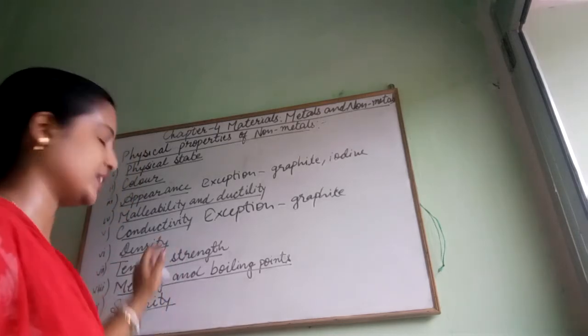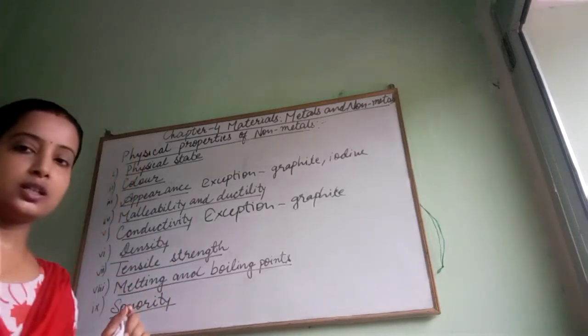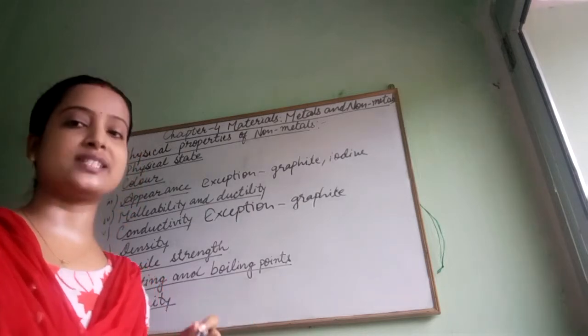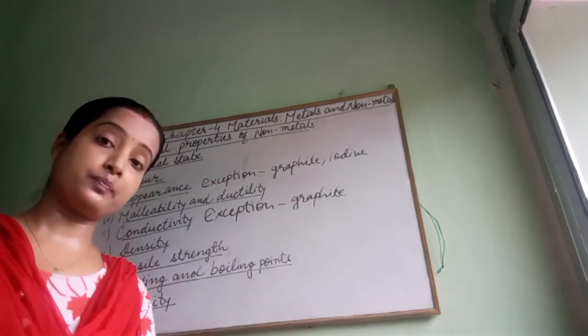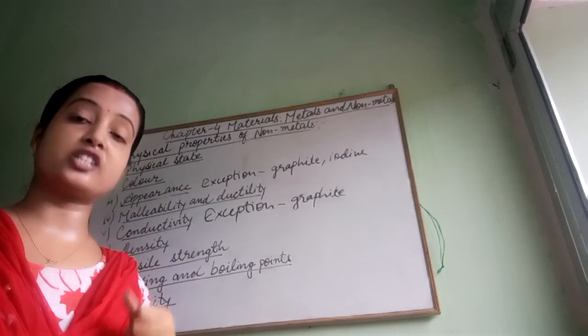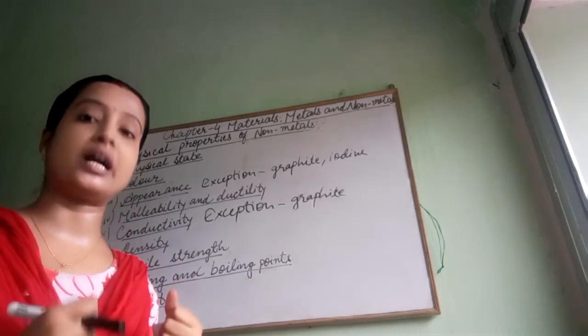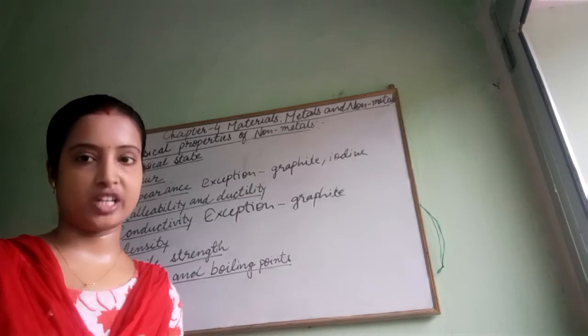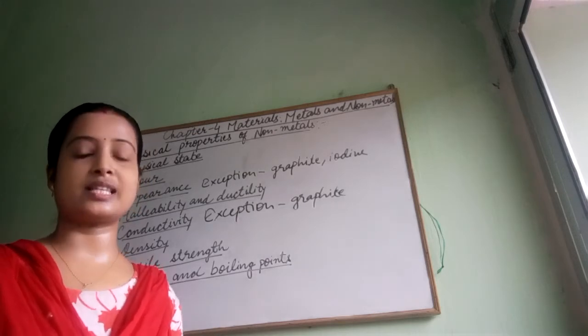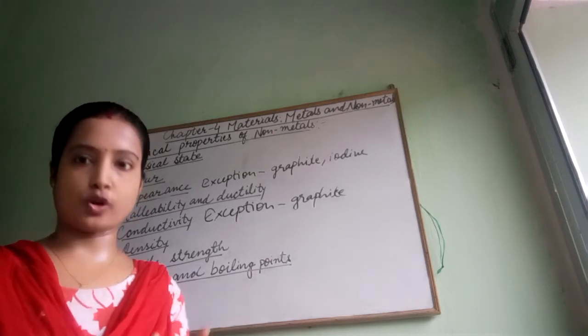Now comes to density. Generally, the nonmetals have low density. They are soft. But what we have studied in metals, metals have very high density. They are strong and very hard. But nonmetals have very low density, and they are also very soft.